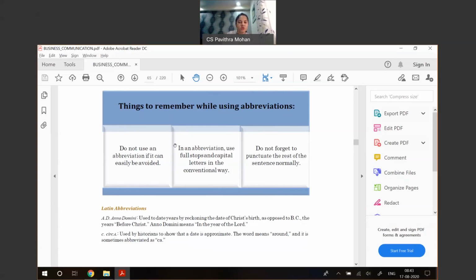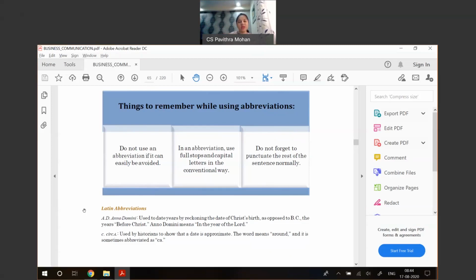In an abbreviation, use full stop and capital letter in the conventional way. So basically, if you see in schools, they would have taught that if you're writing example, the capital letter should be E followed by G or X in a small letter followed by a dot. Or if it is etc., we generally write it as capital E T C dot. So kindly follow that method. Only then many people will understand.